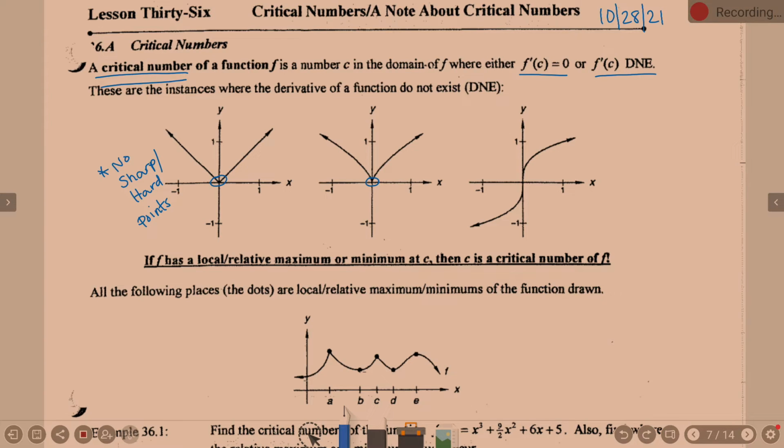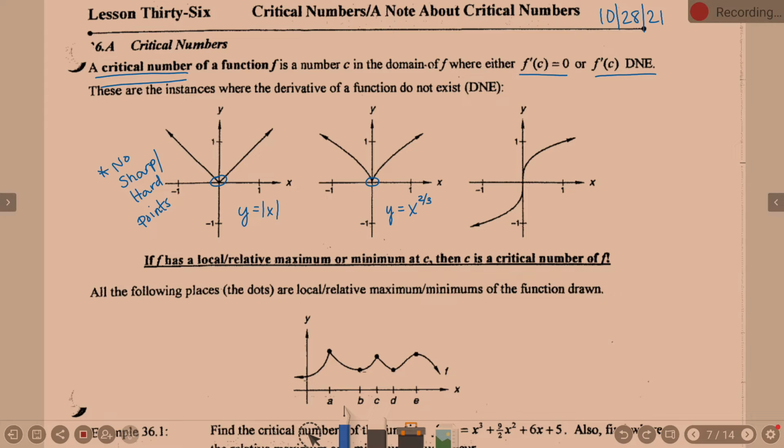Do you know what this first graph is? That's the absolute value. This first graph would be y equals absolute value of x. The derivative exists everywhere else because it exists on the two sides of the V, except at that hard point. Is that 2/3? Yeah. So this one is actually y equals x to the 2/3. And it's the same thing. It has that hard point there where the derivative does not exist.